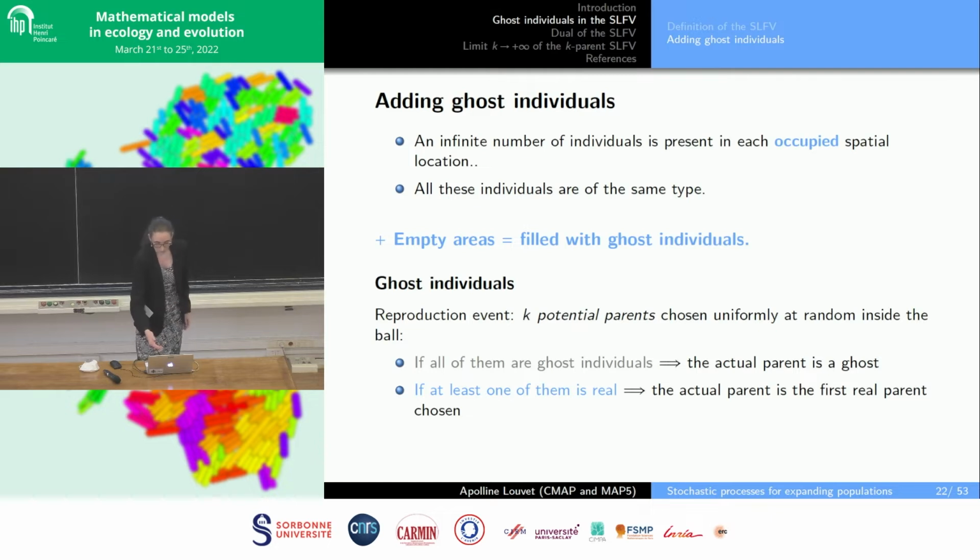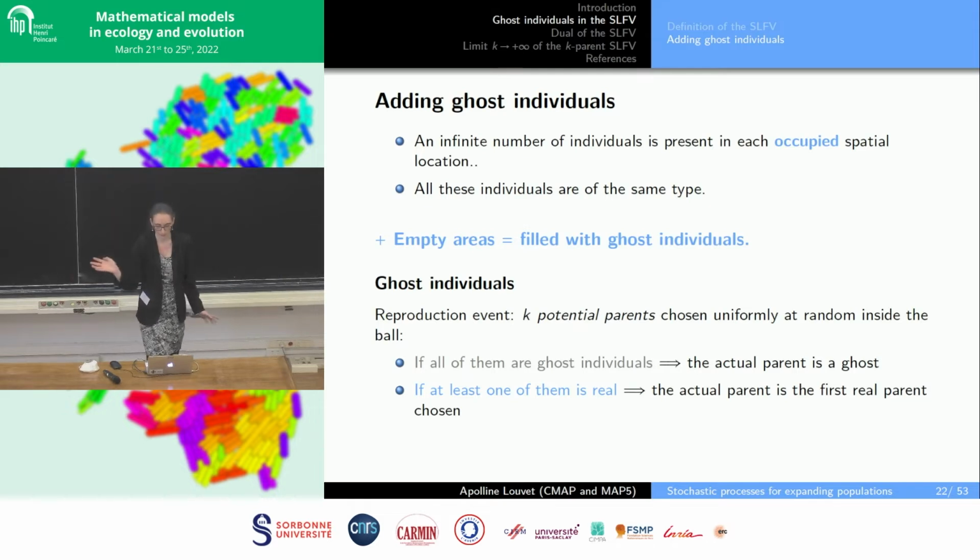So this time we will consider that we have occupied and empty areas. The occupied areas still contain an infinite number of individuals, but the empty areas are filled with an infinite number of ghost individuals this time. And in order to give a selective advantage to real individuals, we will consider that whenever reproduction occurs, we sample k potential parents, with k potentially very large.